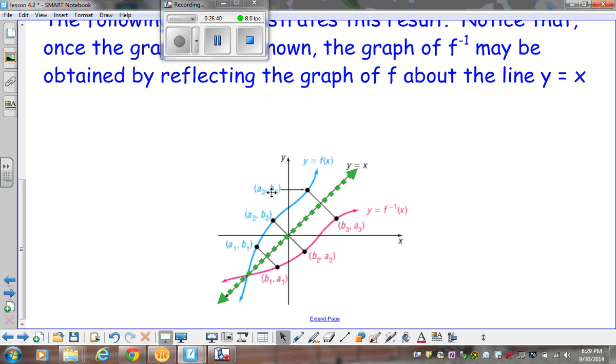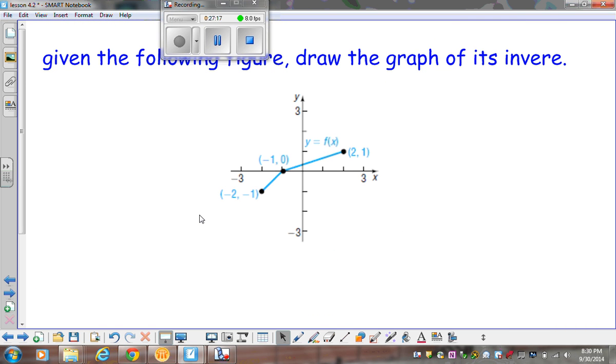For example, this point is reflected over here. Notice A3 and B3. Remember, inverses means your x and y values swap. So if it was here originally, then my inverse would be B3 comma A3. Same thing with A sub 2 and B sub 2. If that's my original point, reflected over that line it should be B sub 2, A sub 2, which it is. And the same thing down here, A sub 1, B sub 1, when reflected over the line y equals x, would be B sub 1, A sub 1. So this is a picture of what an inverse function would look like graphically.